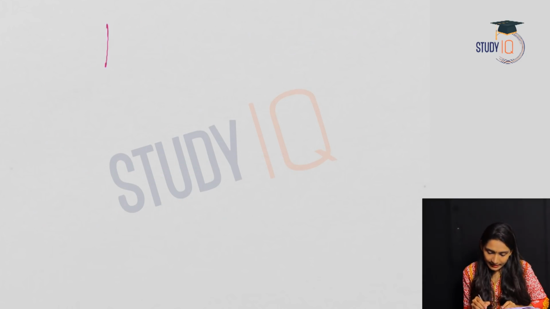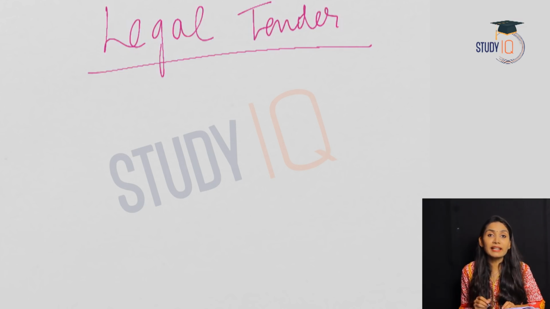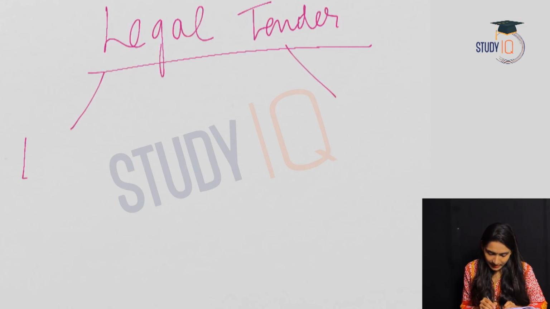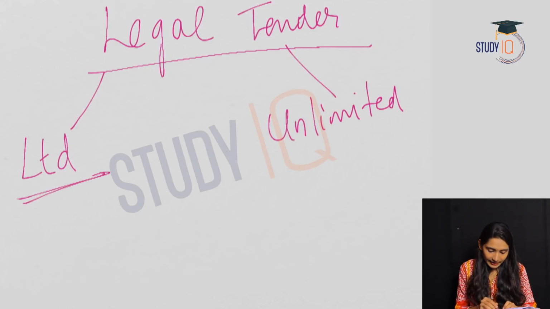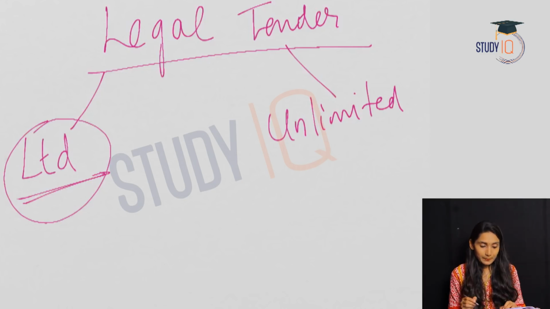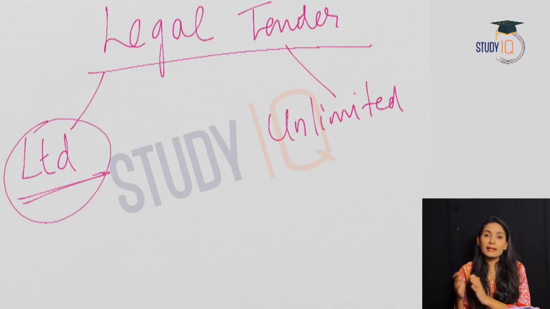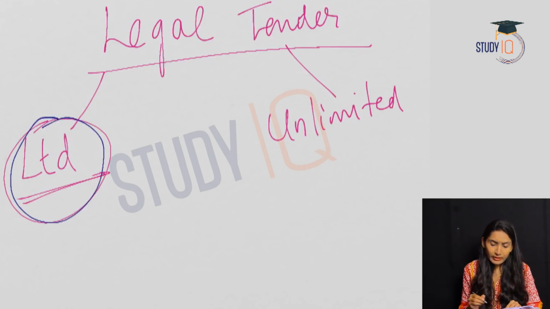If we take the legal tender money, there are 2 types of legal tender. One is a limited legal tender and the second one is unlimited legal tender. Limited and unlimited. Coming to limited legal tender, what is limited legal tender? This money is accepted only till a particular limit. So there is a limit for the acceptance of that particular currency or money.